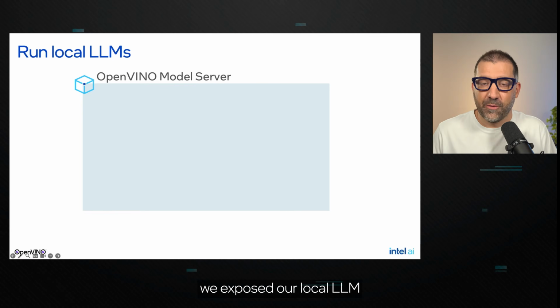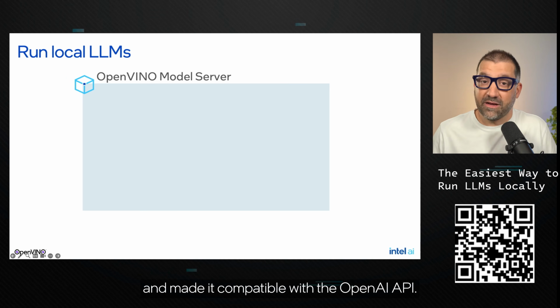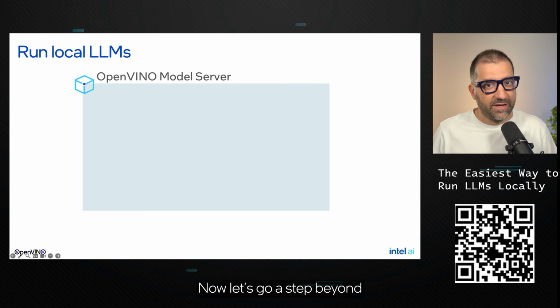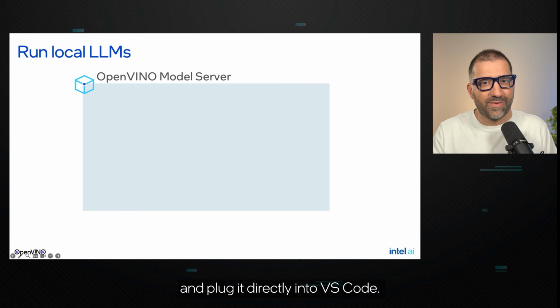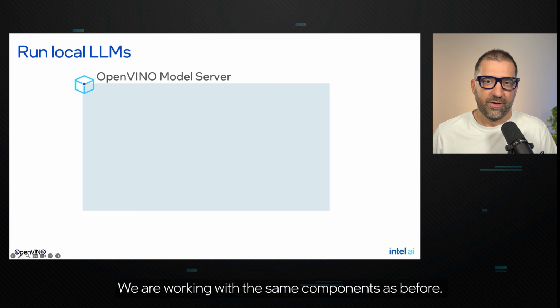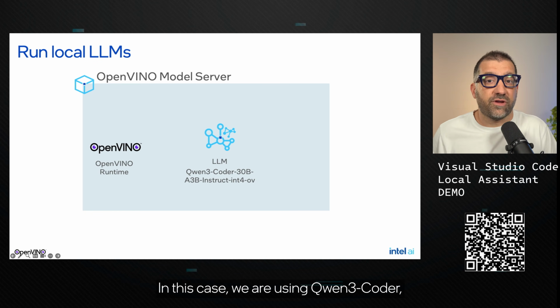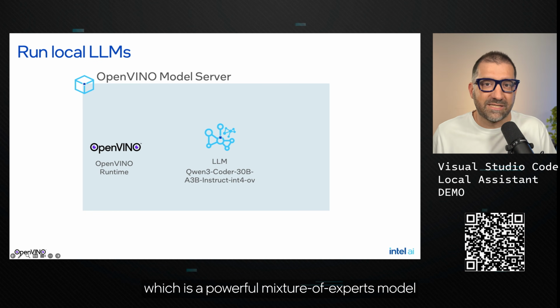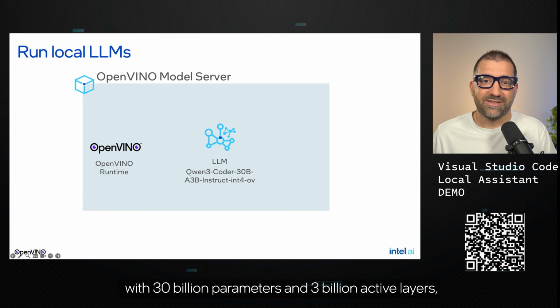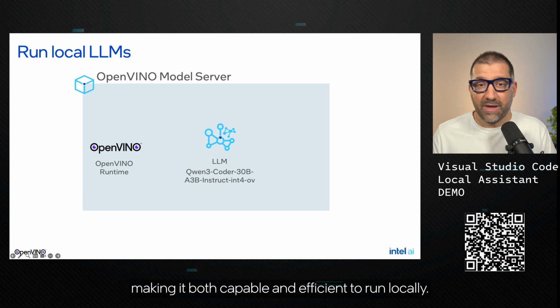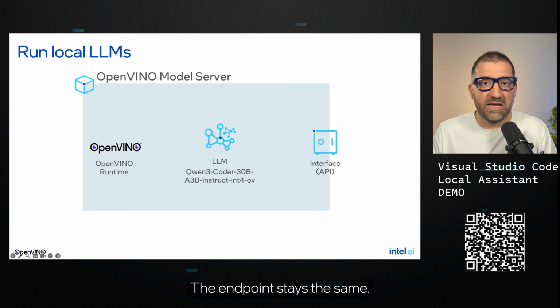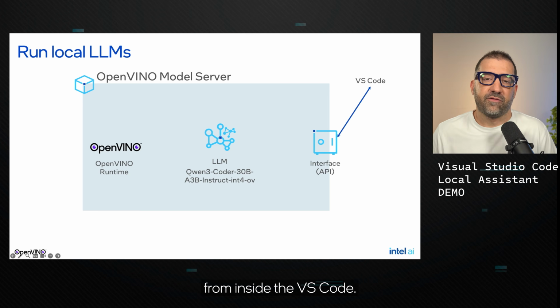In the previous video, we exposed our local LLM and made it compatible with the OpenAI API. Now, let's go a step beyond and plug it directly into VS Code. We are working with the same components as before, OpenVINO model server, which bundles the OpenVINO runtime with your model. In this case, we are using QM Free Coder, which is a powerful mixture of experts model with 30 billion parameters and 3 billion active layers, making it both capable and efficient to run locally. The endpoint stays the same. We are now just consuming it from inside the VS Code.